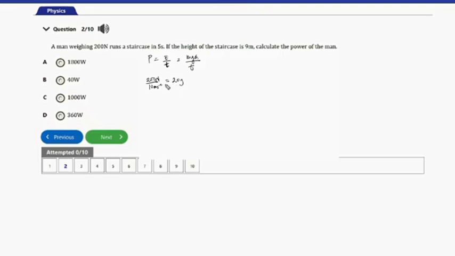So if we go ahead and calculate for the power using mgh over t, that will give us 20 times 10 times 9 all over 5. So let's go ahead and check this out and see what we have here. So guys, that's 360 watts, and that's option C here. So let's go ahead and consider the next question, guys.